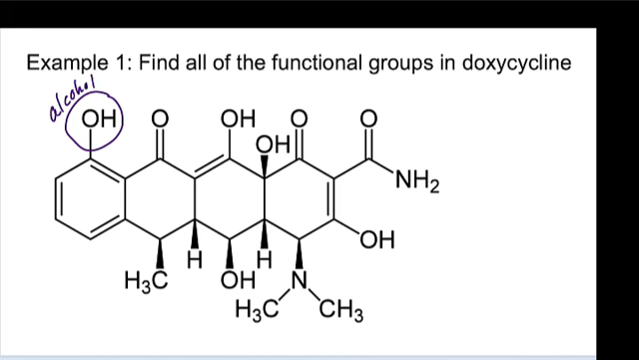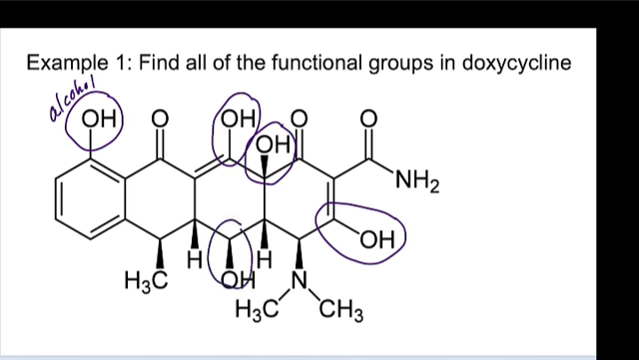Let's look around and see if there's any other alcohols. I guess I'm seeing one there. That one's kind of unique because it's a pretty reactive functional group called an enol, since it's sitting on a double bond. But there's another alcohol, and I found another enol. So these are all alcohols. I'll circle all of the alcohols in purple.